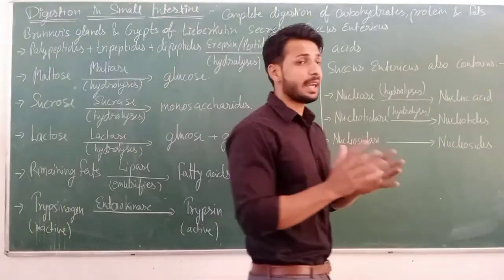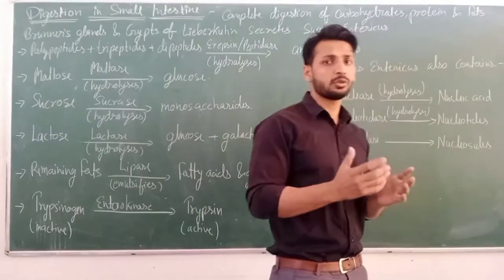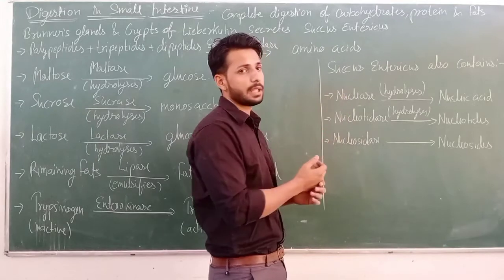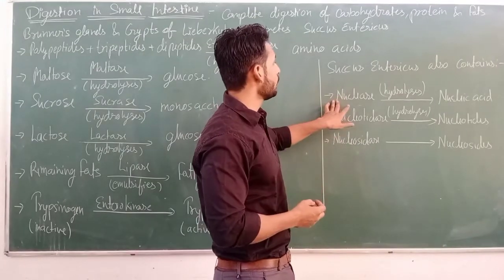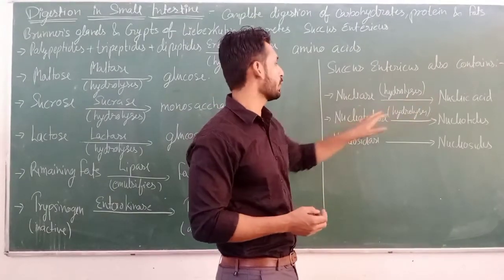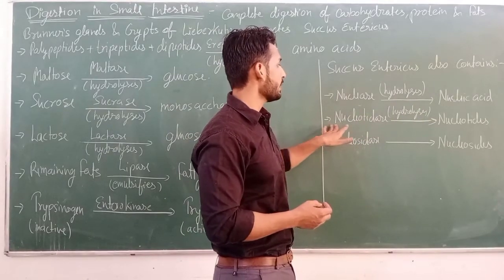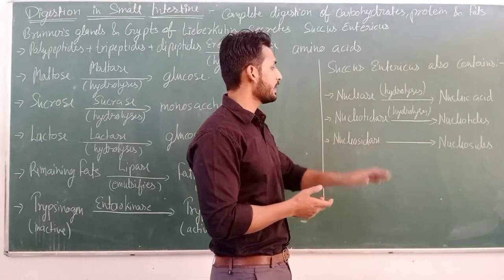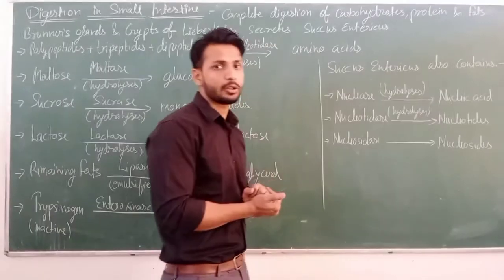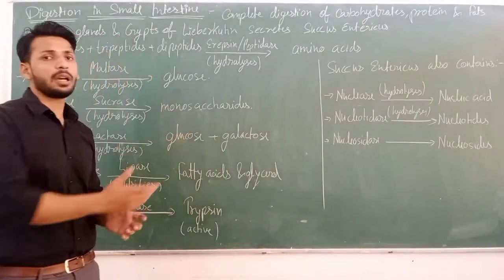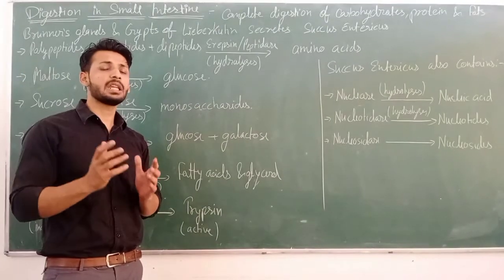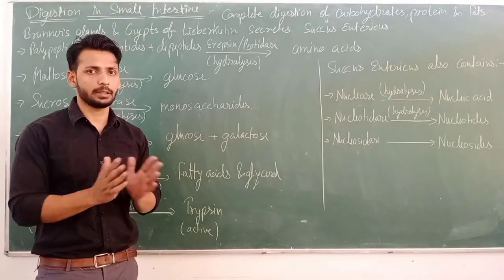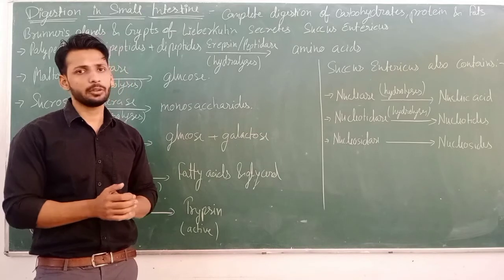Next is succus entericus. The digestive juices also contain a few more enzymes, like nuclease. It hydrolyzes the nucleic acids. Nucleotidase hydrolyzes the nucleotides, and nucleosidase hydrolyzes the nucleosides. So in this way, the whole process of digestion takes place in the small intestine and it is completed. Okay, I hope it is clear to you.